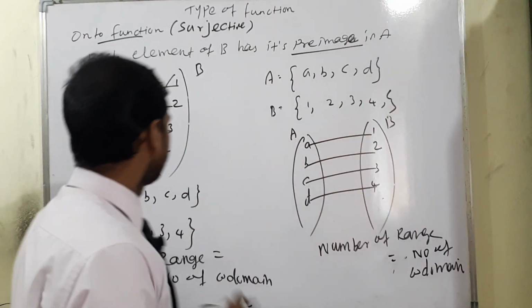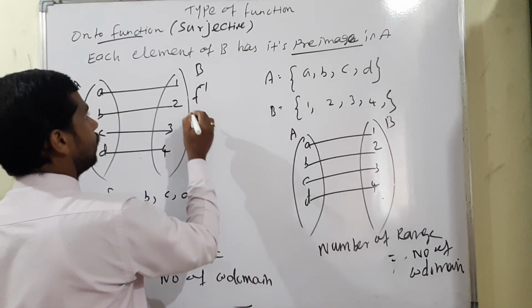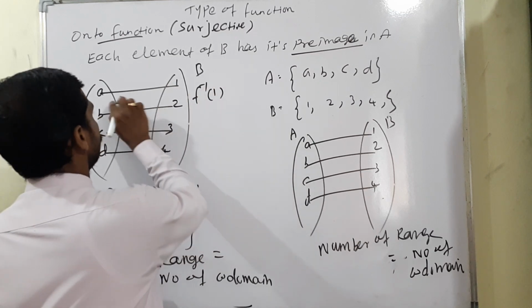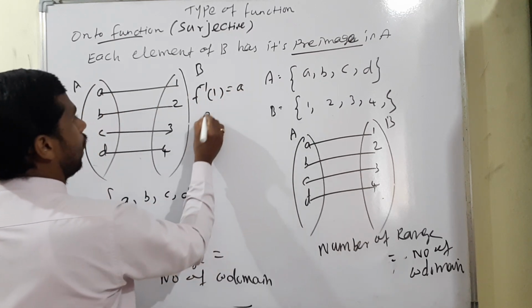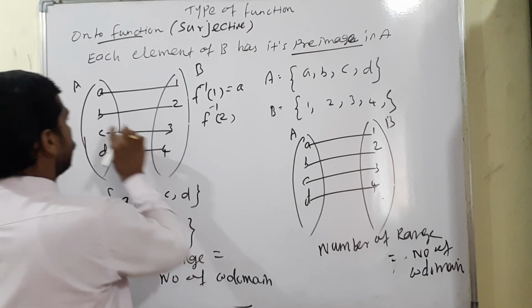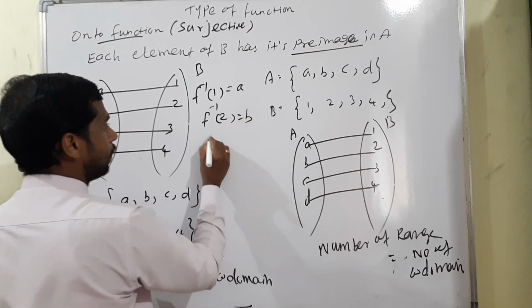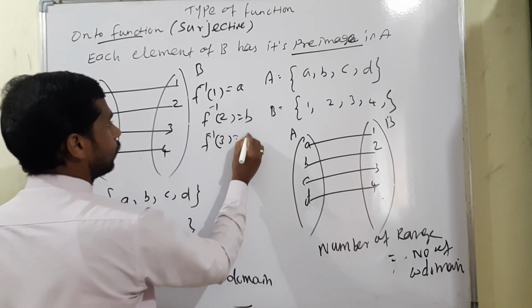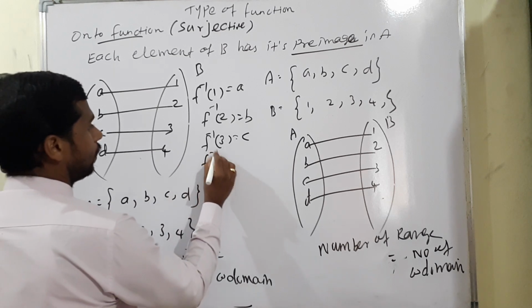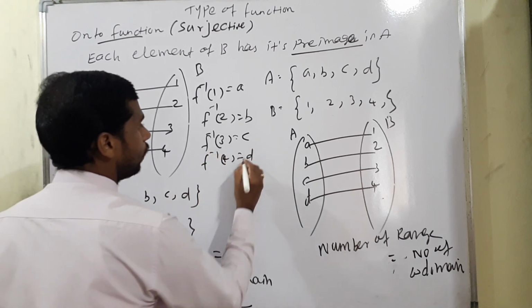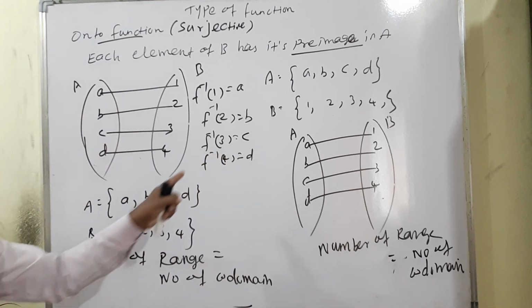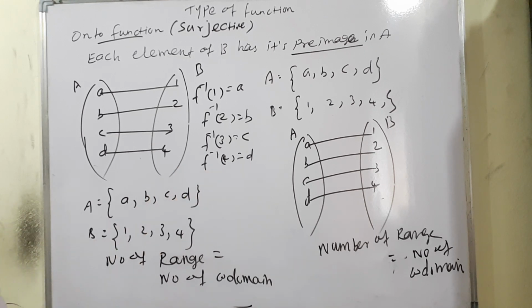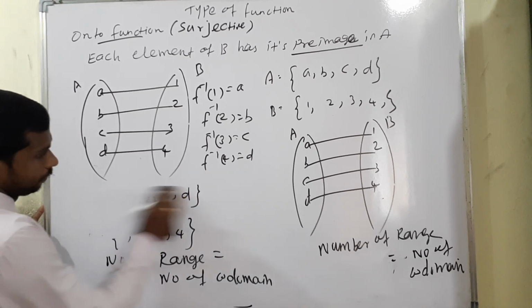Here is how to write the pre-image part. F inverse of 1 is equal to what value? A. At the same time, F inverse of 2 is equal to value B. Then F inverse of 3 is equal to value C. Then F inverse of 4 is equal to value D. This is what we have to write, okay. Then another important example.